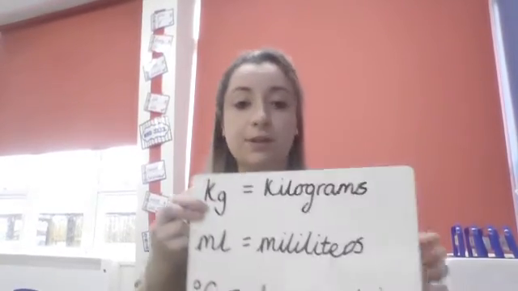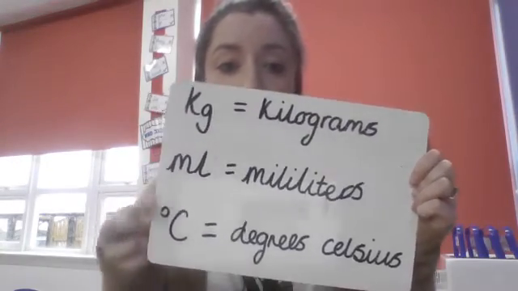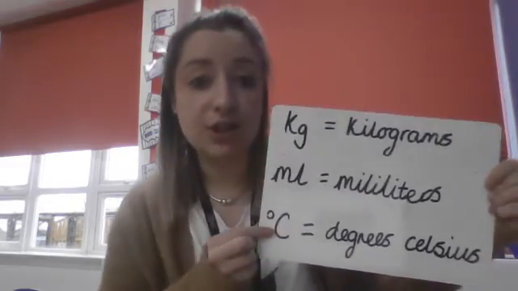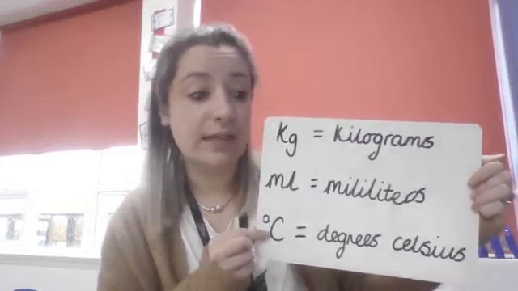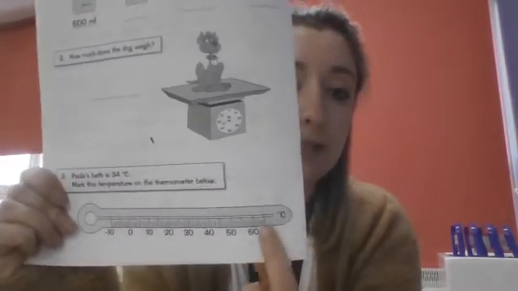Section 3, your final part of your learning today. Now looking back, we have covered 2 areas of measurement. We have covered kilograms and we have covered milliliters. We have not covered degrees Celsius, which measures the temperature, and that's what we're going to be doing on our final section today. You can see in your booklet that you have got a thermometer.